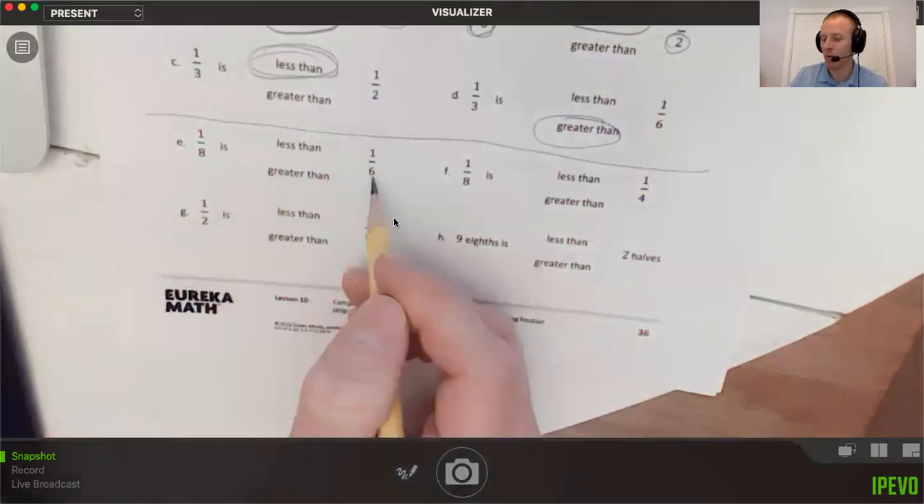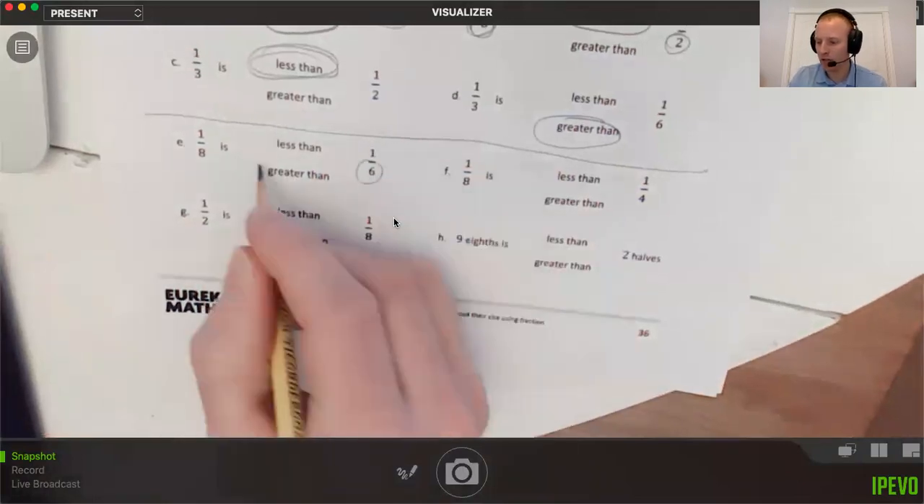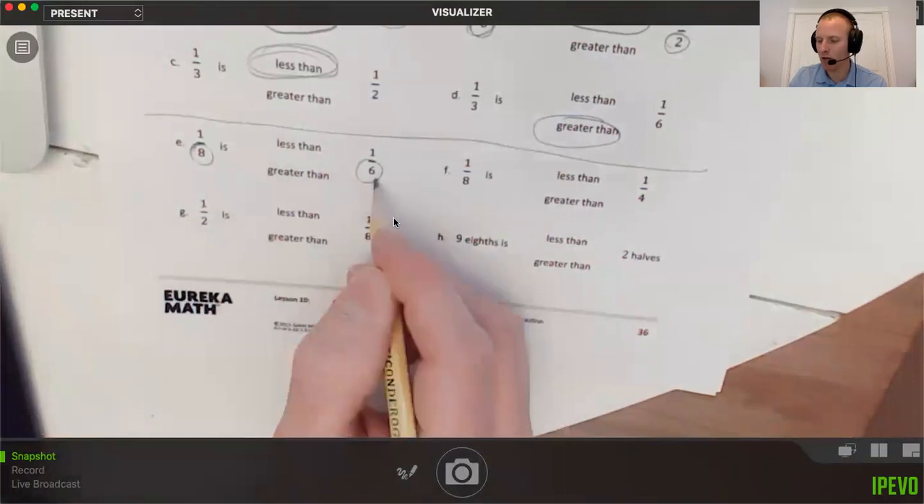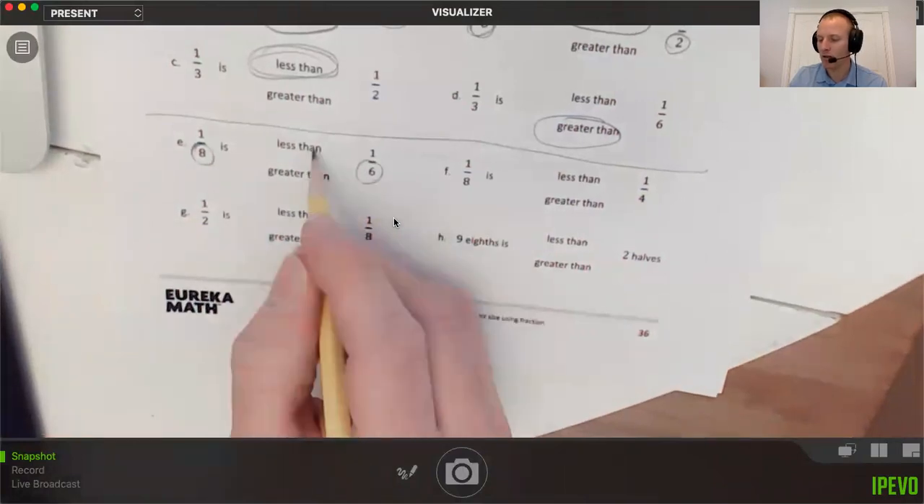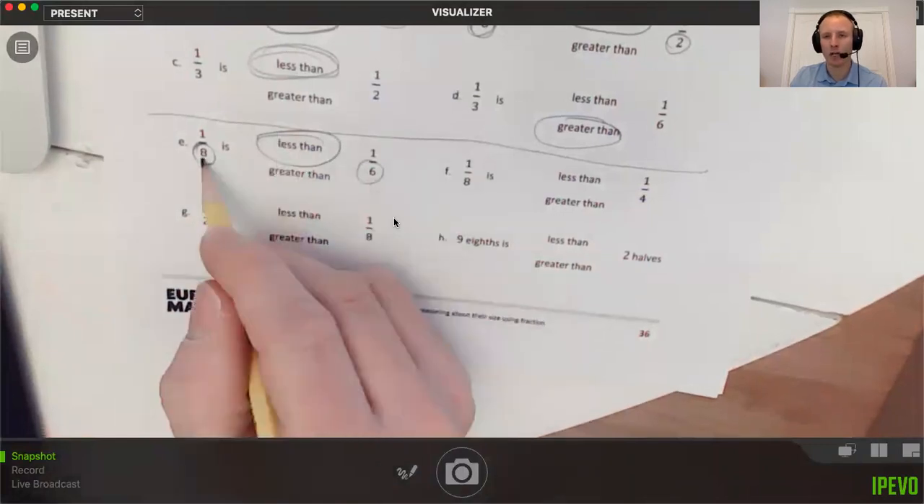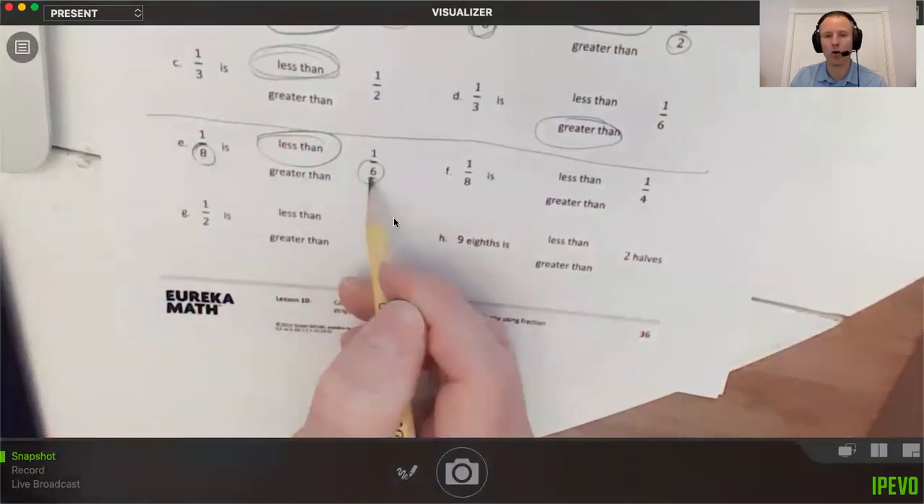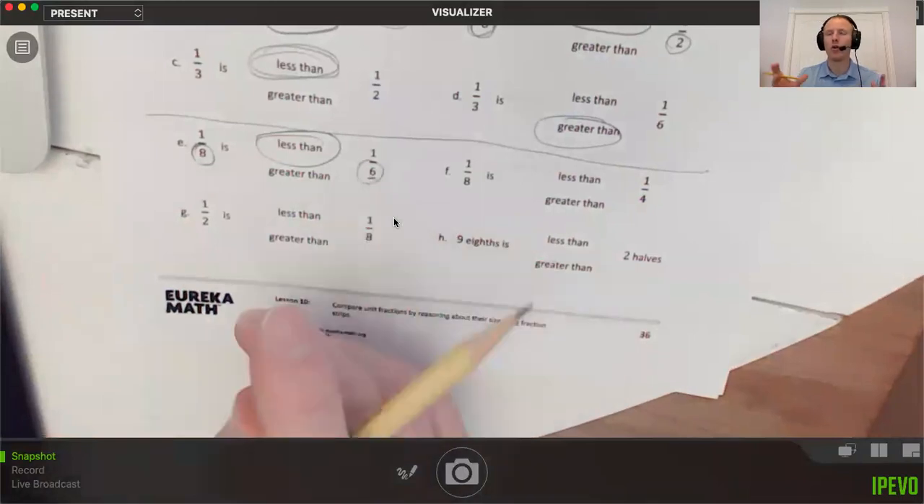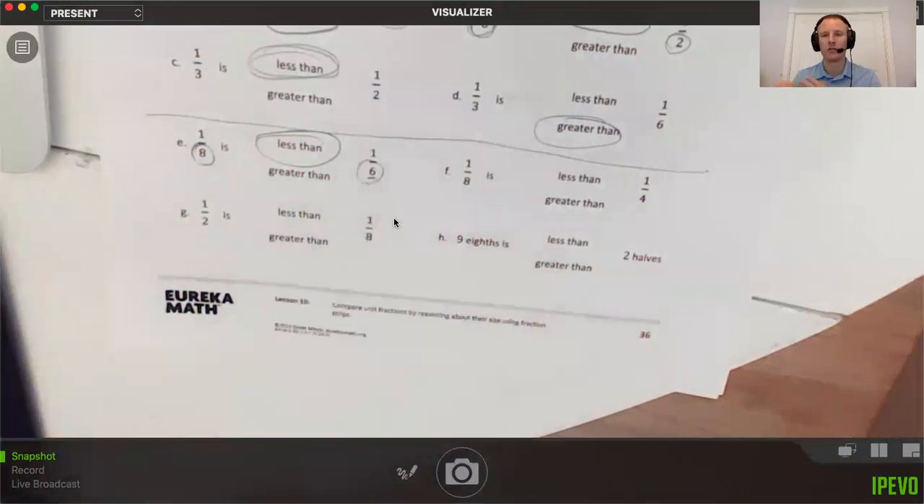1/8 is less than or greater than 1/6. Well, 6 is smaller than 8, which means 1/8 is less than 1/6. Because 1/8 means that whole has been cut up 8 times, whereas over here the whole has only been cut up 6. So if one whole gets cut up 8 times, it's going to be smaller pieces than if it's only cut up 6 times.